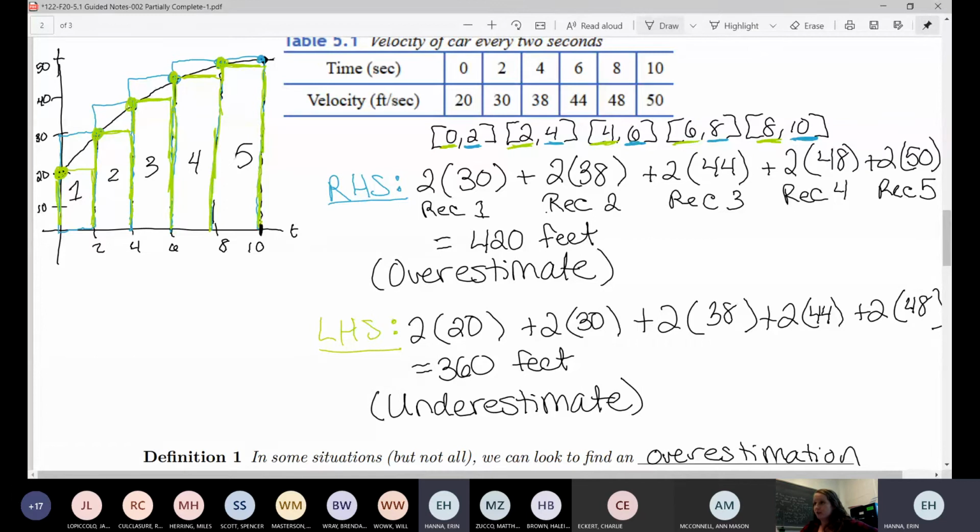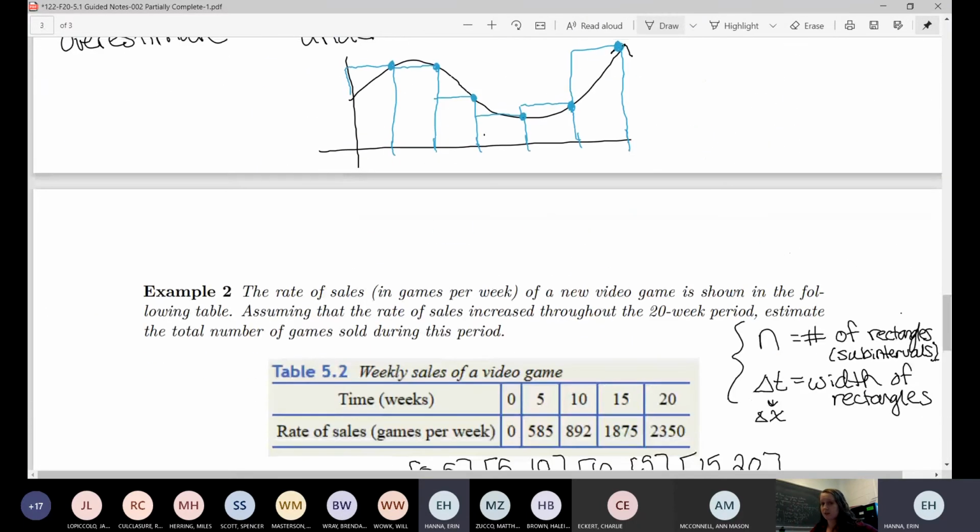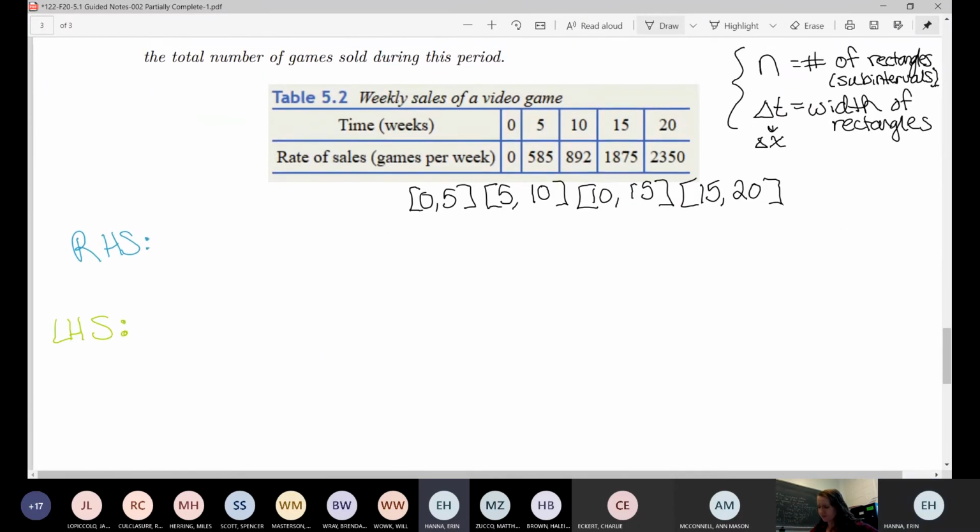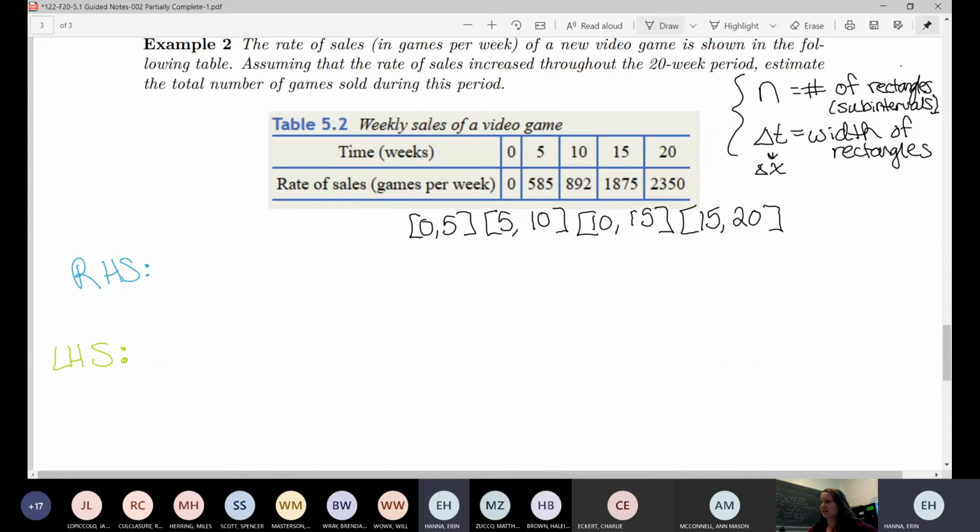Since the width is going to be the same in all of those rectangles, you could kind of factor it out of all of those pieces and just put it in the front. So that's what I'm going to do for this one. If you like to write them out fully, go right ahead. But I start to get really lazy.